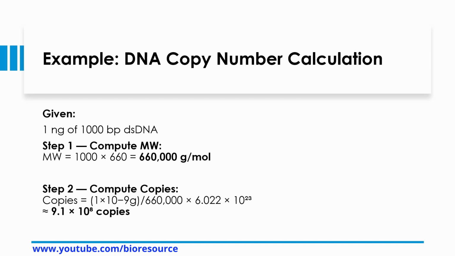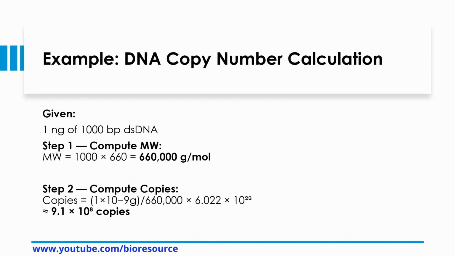So now let's see how to calculate this. We have given 1 nanogram of 1000 base pair double stranded DNA. So first, compute the molecular weight, equal to 1000, that is the base pairs, into 660, the molecular weight per base pair. That gives you 660,000 grams per mole. That is the molecular weight of the double stranded DNA of 1000 base pair.